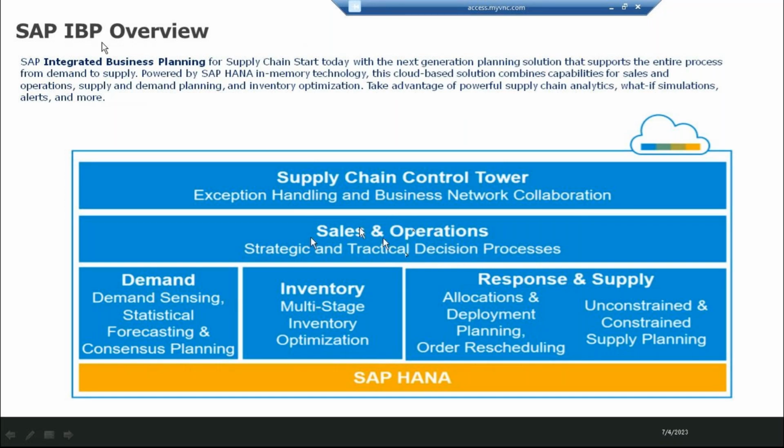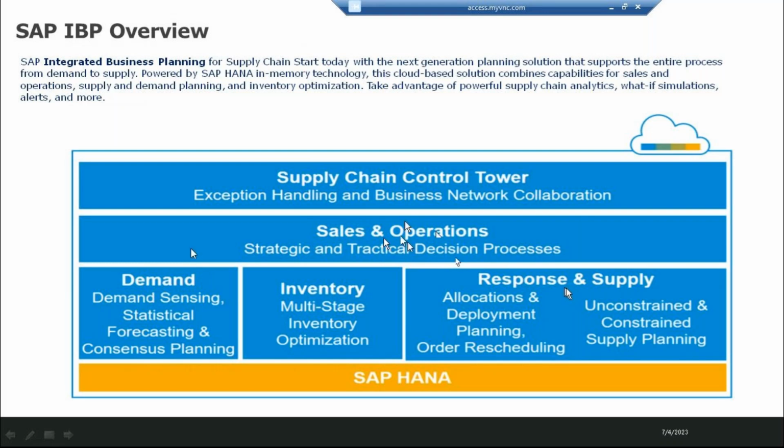But bigger companies are definitely looking for more options and functionalities. To support that, SAP gave IBP Demand Planning as a separate module, and IBP Response and Supply as a separate module.